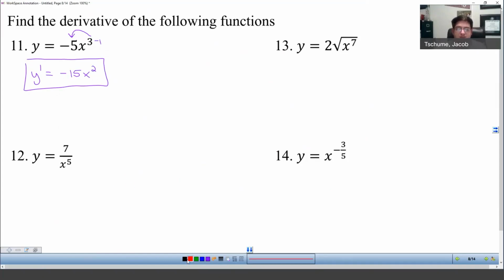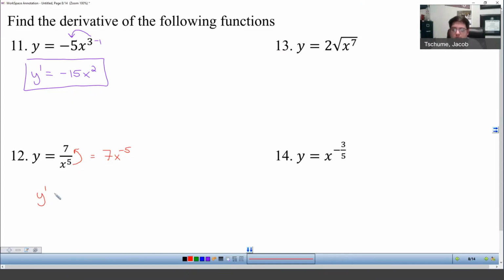Number 12, we have a slight issue here because you cannot take the derivative as this is. So if y is written in the form 7 over x to the 5th, then you cannot take the derivative. I know it looks tempting, but with a fraction, this doesn't work. The power rule only works if x is on the top of your fraction. So if I bring this x to the top, this is why we reviewed rewriting stuff, you're going to have 7 times x to the negative 5th power. Then from here, you can apply your power rule.